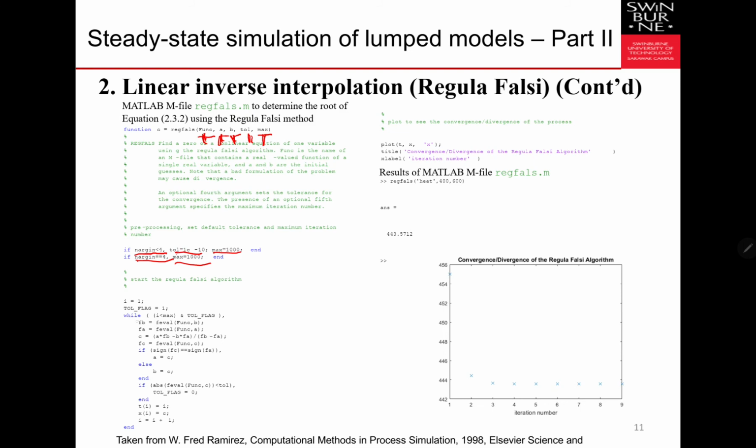What is here is basically showing the logic of the iteration, because this uses a while loop. FB does the function evaluation at the value of B, and FA does the function evaluation at A. Then this C is the formula for the regula falsi, and this calculates the function value of C. Then this is the logic to replace: if C has the same sign as FA, it will replace the previous A with C. Otherwise, it will replace B. If the absolute value of this is less than the tolerance, then the loop will be broken. If we use this regulafalsi here, the answer will be exactly the same as the bisection method.